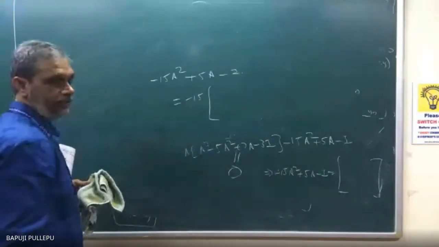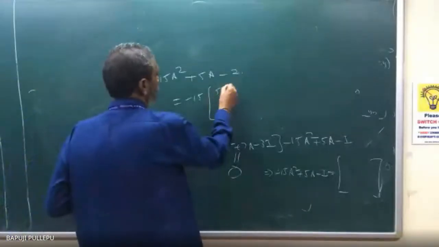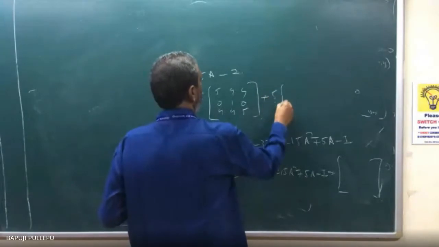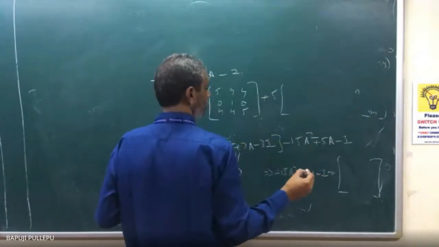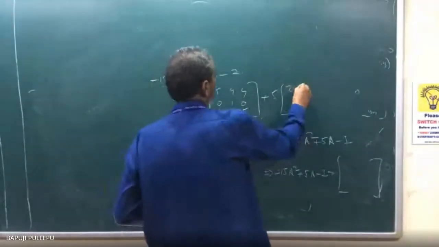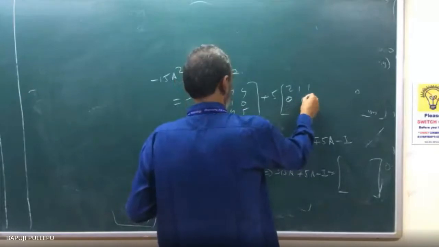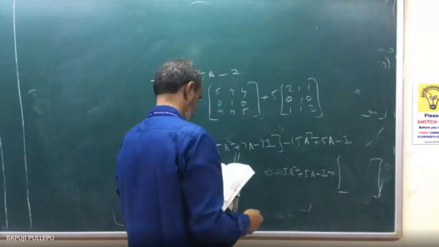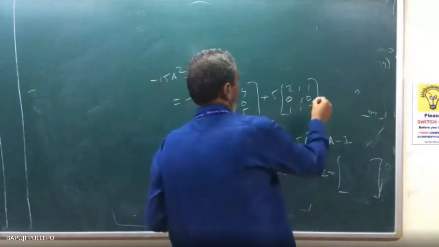What is A square value, sir? A square is the matrix with entries 4, 4, 5 and 2, 1, 1, and so on.